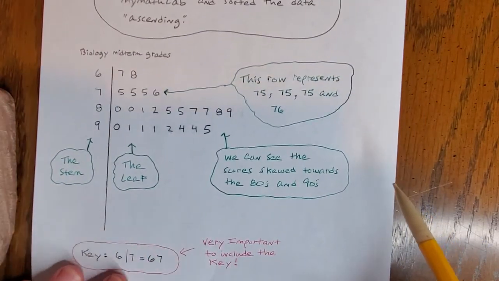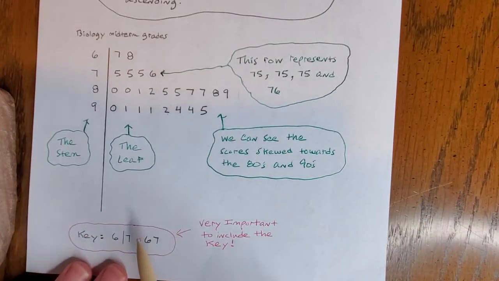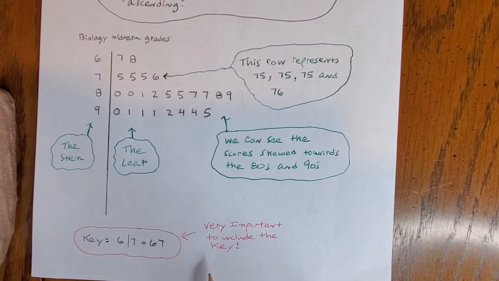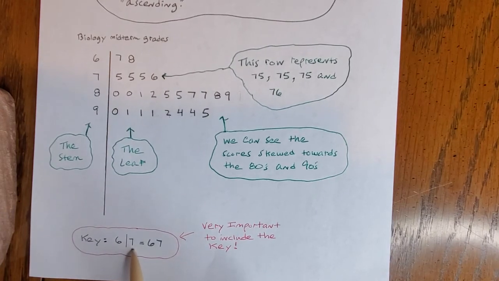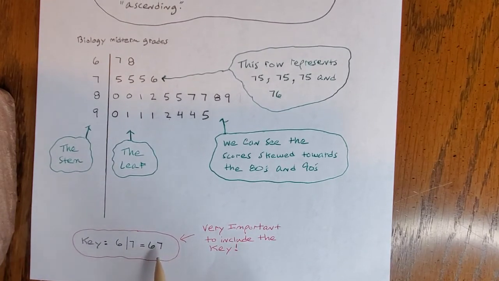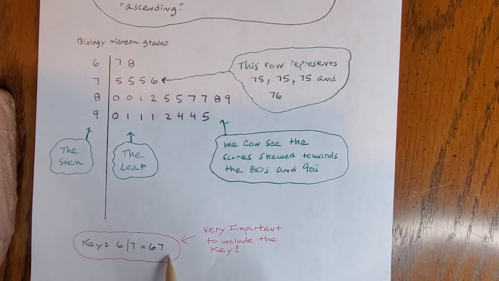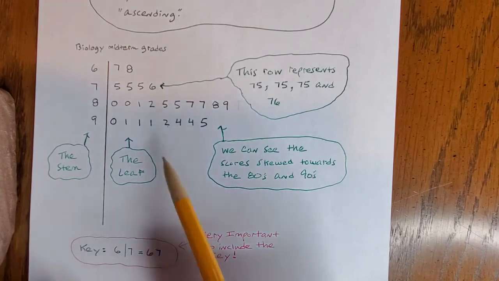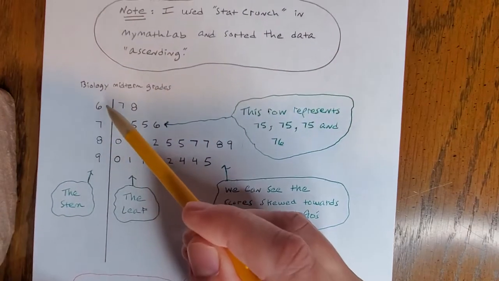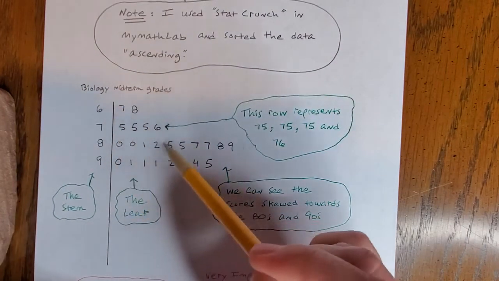So in every stem and leaf plot, you would include a key. Okay, so the key for this one says 6 bar 7 means the number 67, or think of it, 6 vertical line 7 is 67. And that does kind of look like what we got going here. We got these numbers and a vertical bar and then some other ones.